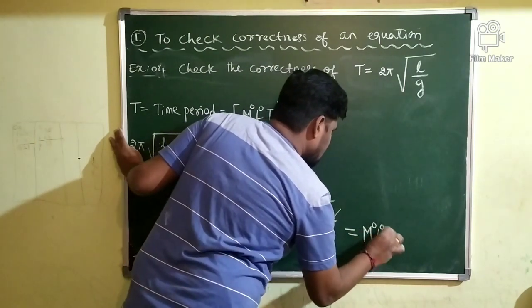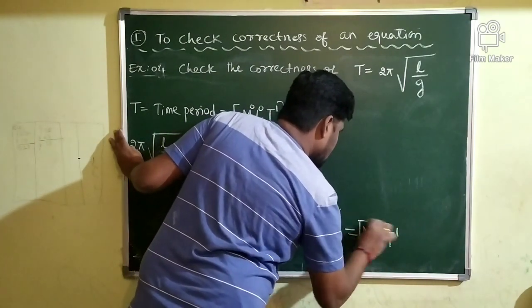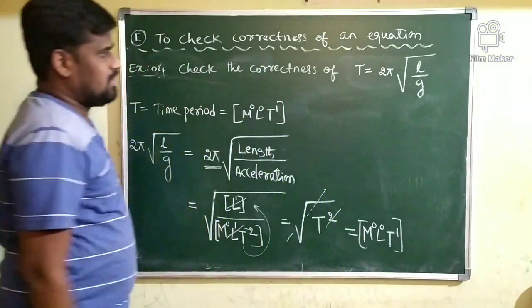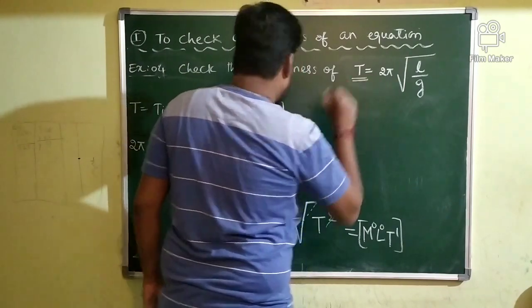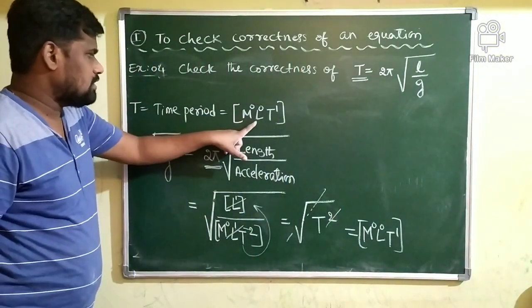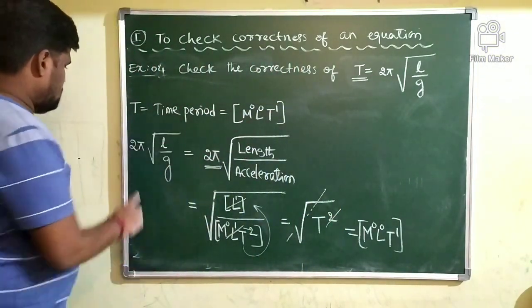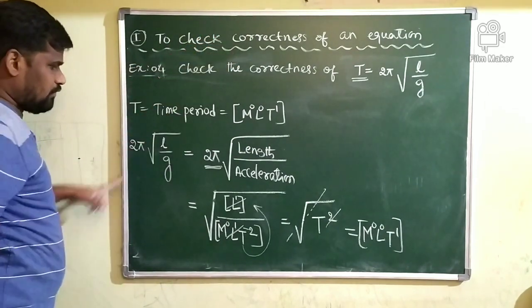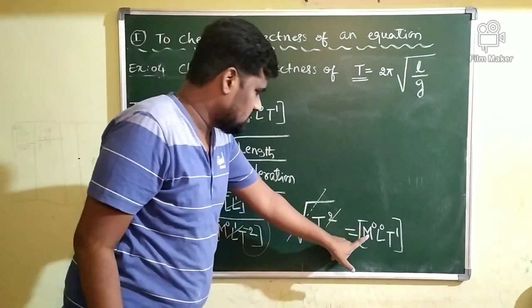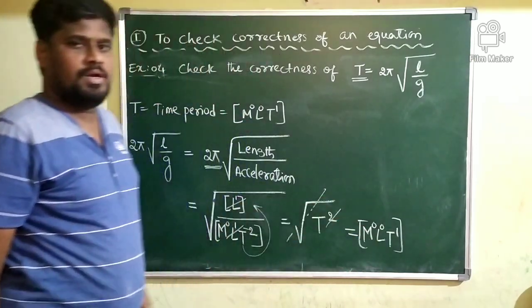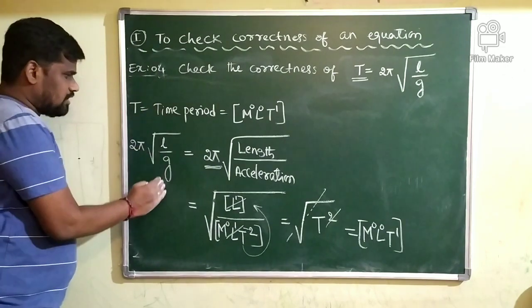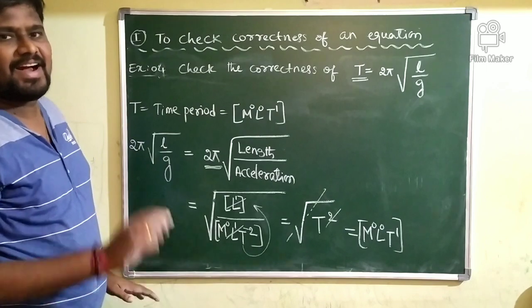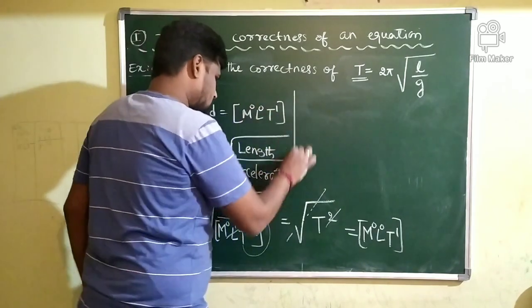Therefore, what can I write now? m⁰ L⁰ t¹. This is the dimension of what? RHS. Dimensions of LHS is m⁰ L⁰ t¹. Dimensions of RHS, what is there, 2π under root of L by g, its dimension is m⁰ L⁰ t¹. Therefore, all the terms have the same dimensions. The equation is correct.